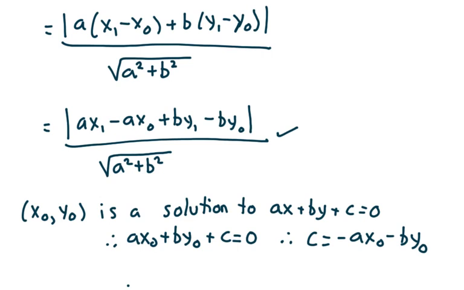Now remember, the point x naught, y naught is a solution to the equation ax plus by plus c equals 0. But what does that mean? If I replace x with x naught and y with y naught, it works. And that's what I did here. So we know that ax naught plus by naught plus c equals 0. And if I solve for c, I get negative ax naught minus by naught.